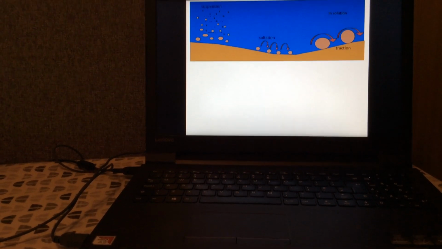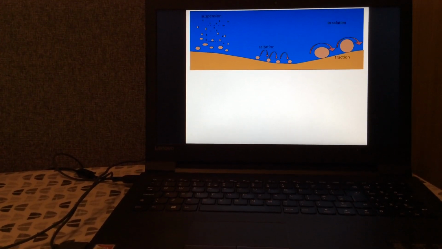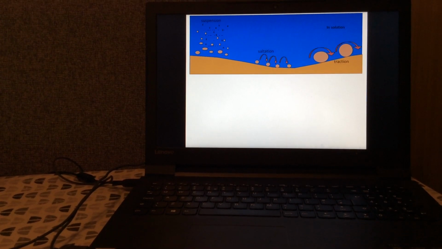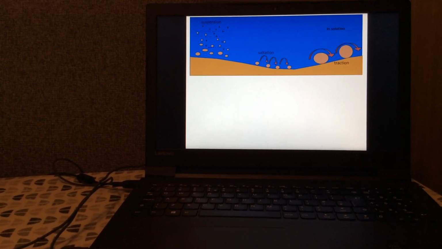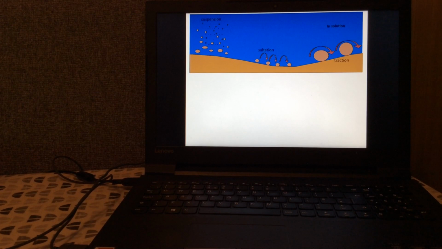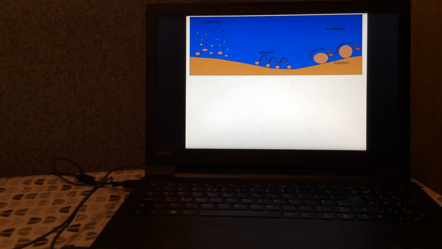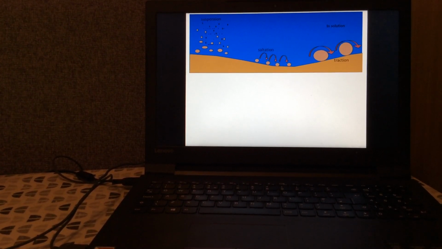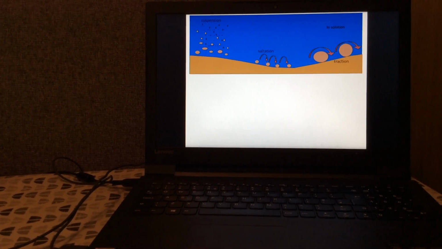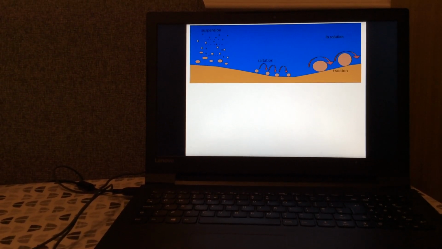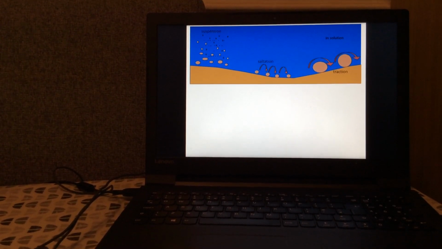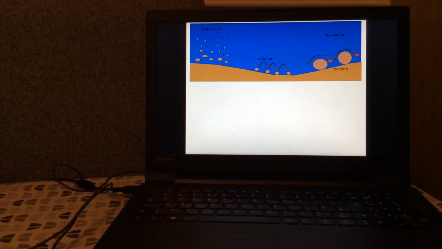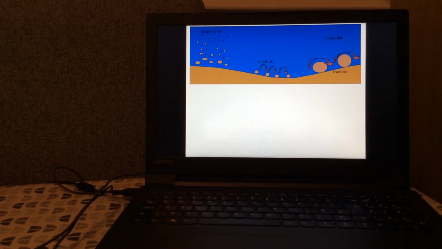Okay, we've got suspension over on the left hand side. Small particles, bits of pebble, bits of sand, float in the water. They're suspended, they're floating. We've got bigger pebbles, which get transported by saltation. They're too heavy to float, but they can bounce. They can float for a very tiny amount of time. So they kind of bounce across the seabed, saltation.